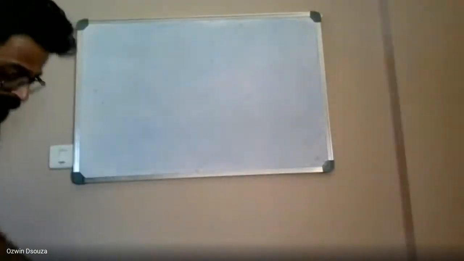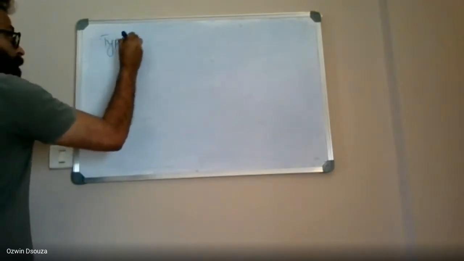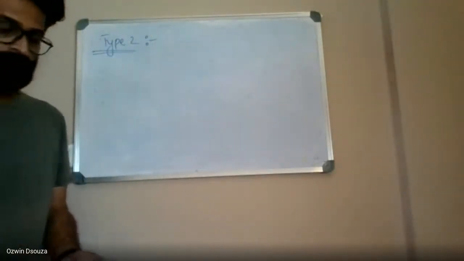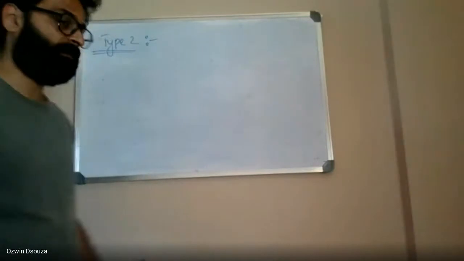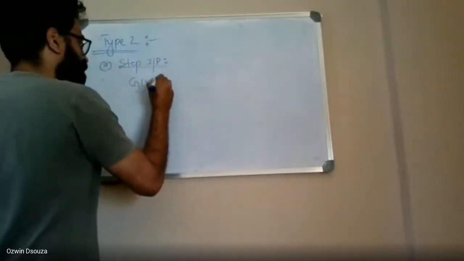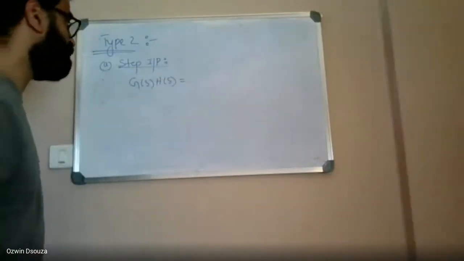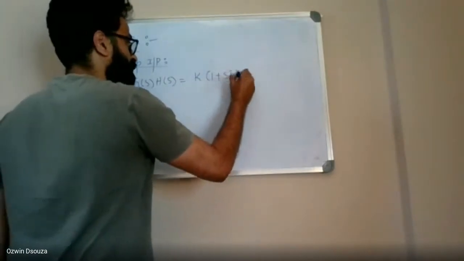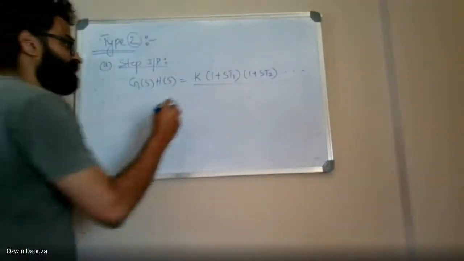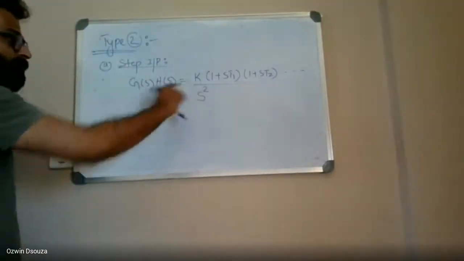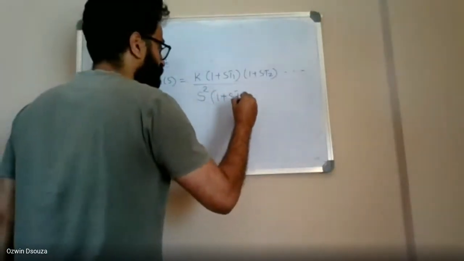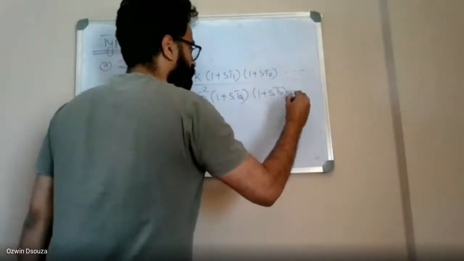So similarly, you can carry out the analysis for a type 2 system. So in your syllabus, type 0, type 1, and type 2 systems are there. Let's do step input. Okay, so let me write the system description for type 2 system. Open loop transfer function, G of S into H of S is equal to K into 1 plus ST1, 1 plus ST2, so on and so forth, divided by, for a type 2 system, you must have two poles at the origin. So you will have two integrators, 1 by S into 1 by S, into 1 plus STA, 1 plus STB, so on and so forth.